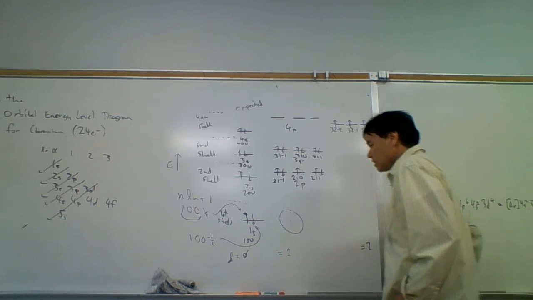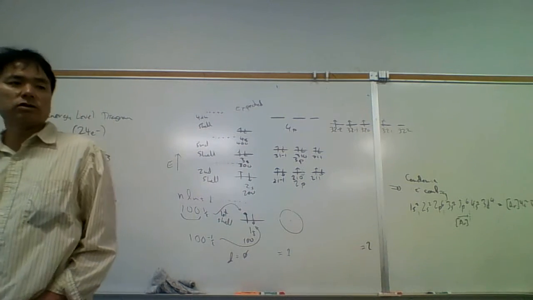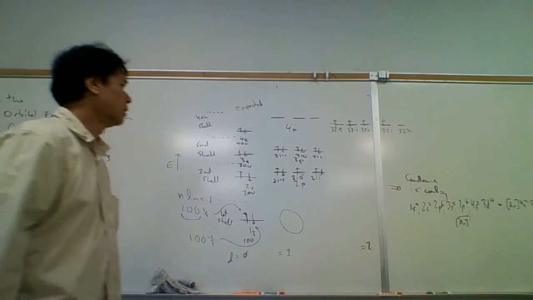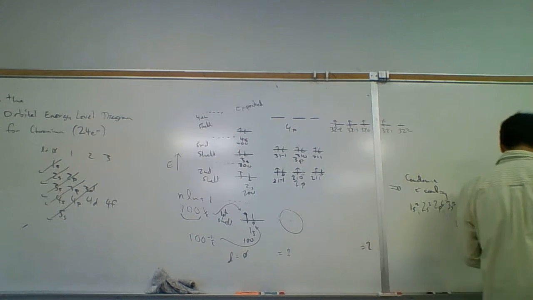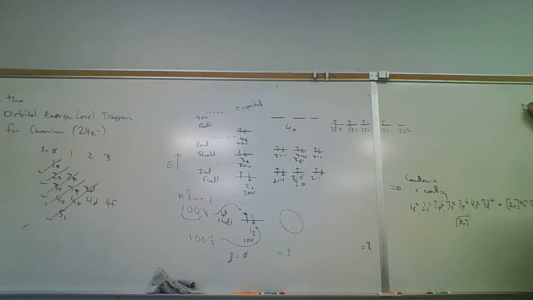There are a couple of exceptions that you should know. You should know 2 important exceptions. Chromium and copper are two important exceptions. Both of these exceptions deal with stability, like when we have a filled shell that's very stable, it's a complete shell of electrons, so it makes it stable.